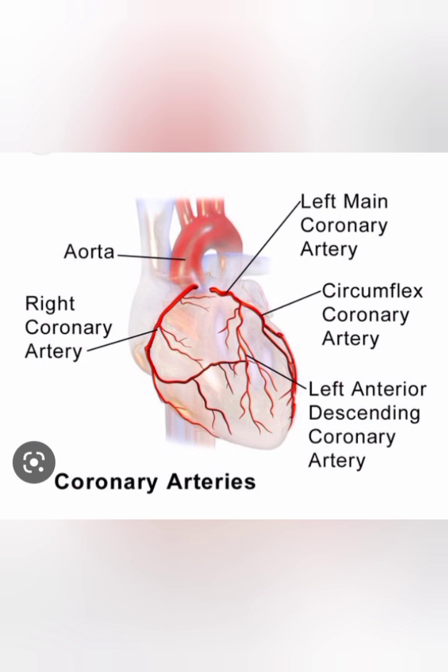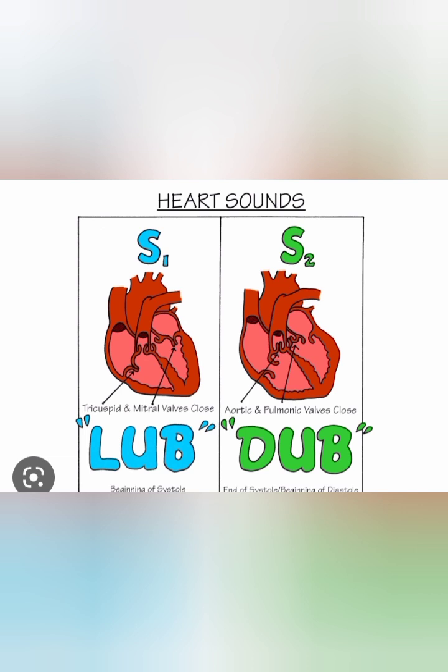Now we move to heart sounds. There are mainly four types of heart sound: S1, S2, S3 and S4. S1 is heard at the closure of the AV valves. When the AV valves close, the sound produced is S1. It is heard at the fifth intercostal space in the mid clavicular line.